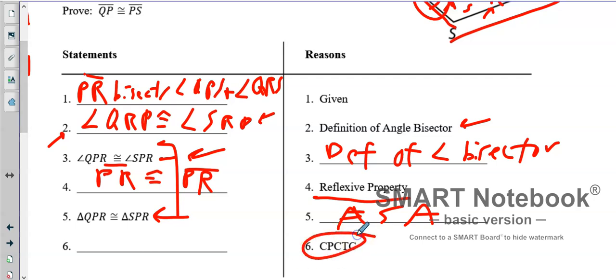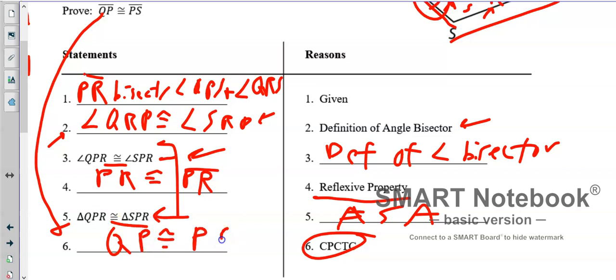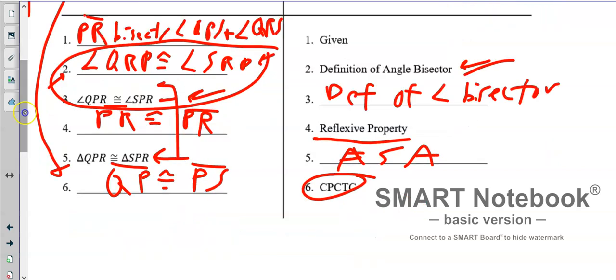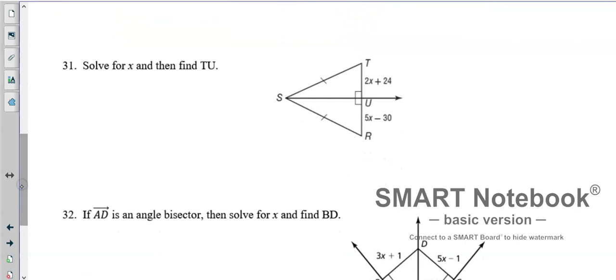We see CP, CTC. Where did we get that from? Right there. We can call any part equal to any other part once we have the triangles proven. That's all. Solve for x and then find TU. Okay, notice it's saying find TU, which is just going to be this part. It could have also asked for TR, so pay attention to directions.